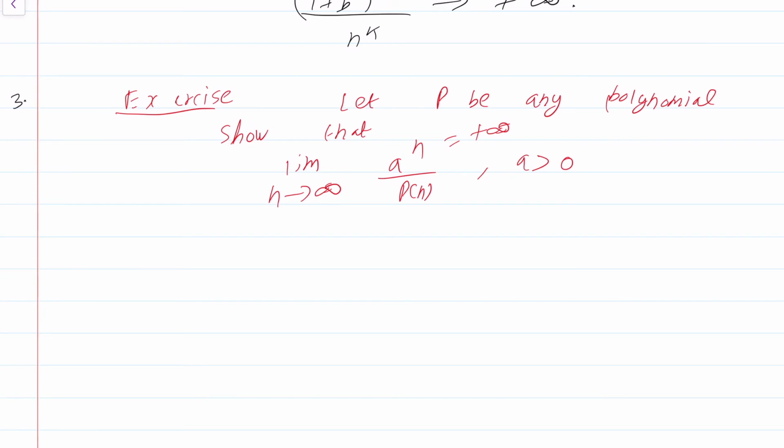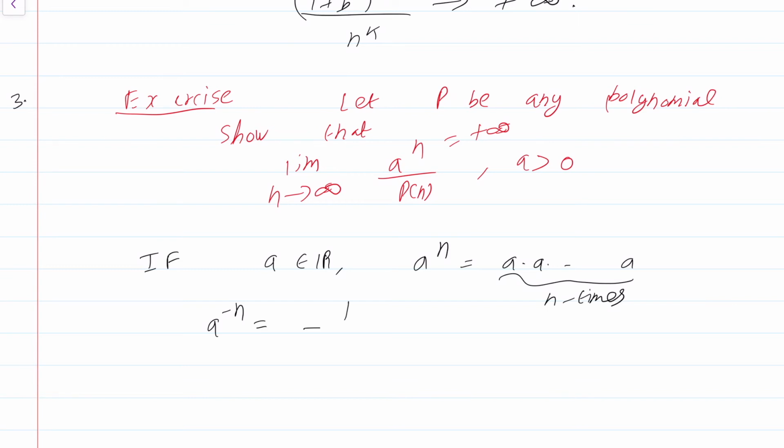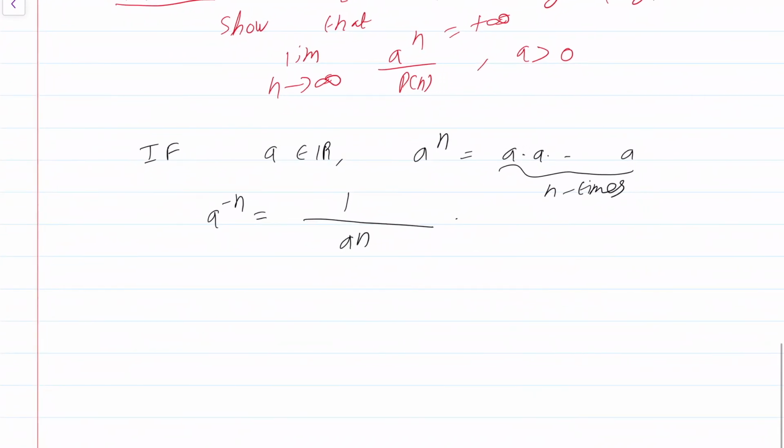Now let's see some more sophisticated examples involving exponentials. Before that, let me just make a remark. If a is a real number, then we all know what a power n is. This is just a multiplied n times, right? And a power minus n is just 1 by a power n. Okay, this is all valid when n is a natural number.